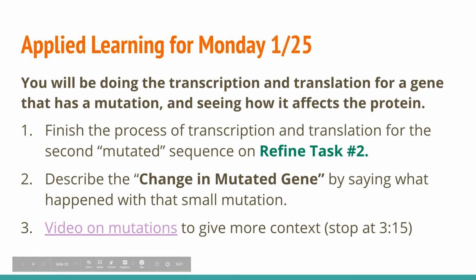And then what you're going to be doing for today is you'll be doing the transcription and translation for a gene that has a mutation, seeing how it affects the protein. So finish the process of the transcription and translation for a second mutated sequence on refined task number 2. So number 1 was doing it for a healthy one. Number 2 was a mutated one. Describe the change in the mutated gene by saying what happened with the small mutation. So is it insertion, is it deletion, or is it substitution? And if you need extra help, there is a video that goes a little bit more in depth and gives more context on mutations. And as always, if you need help with anything, just let me know.